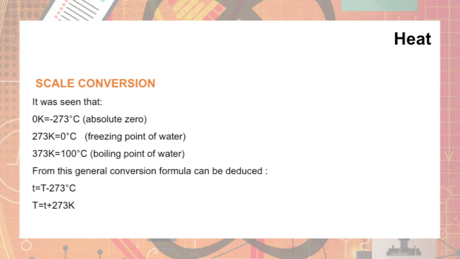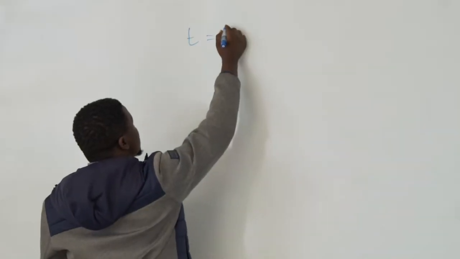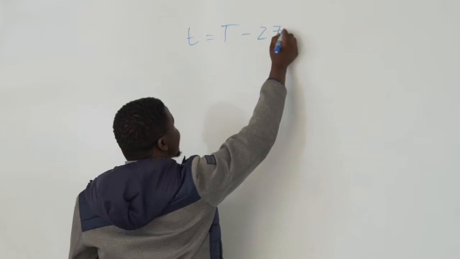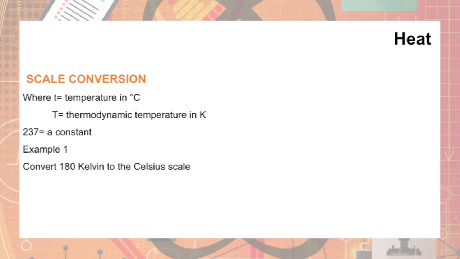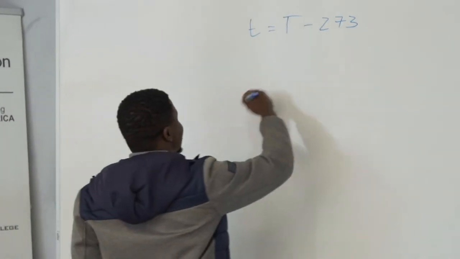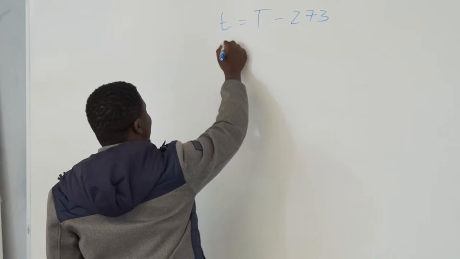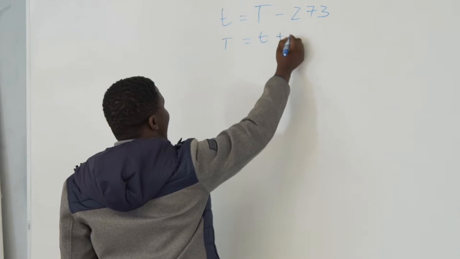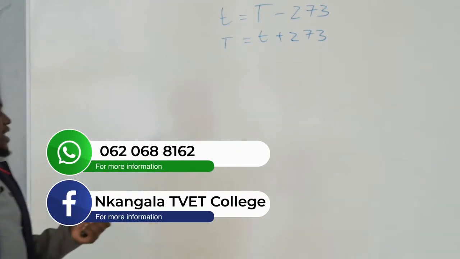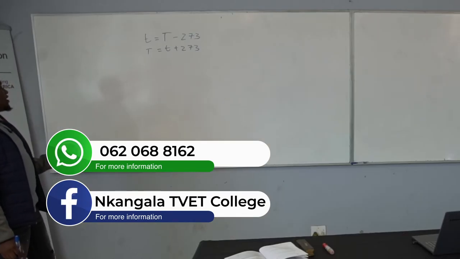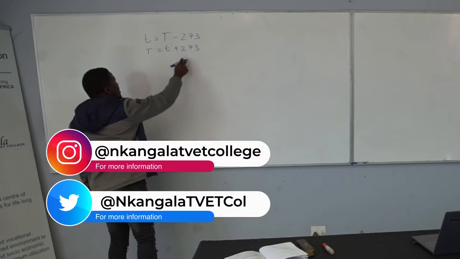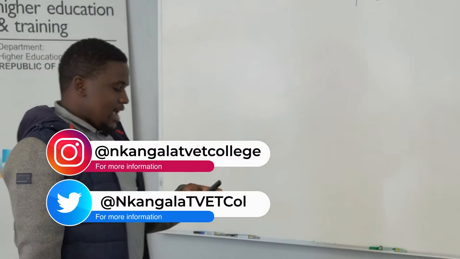Then we can come up with the equation: T, our temperature in degrees Celsius, is equal to T in Kelvin minus 273. We use this equation to change from Kelvin to degrees Celsius. Vice versa, we have T in Kelvin is equal to t plus 273. We use this equation to change from degrees Celsius, which is the small letter t, to Kelvin.